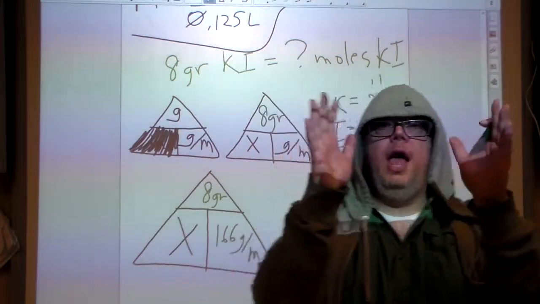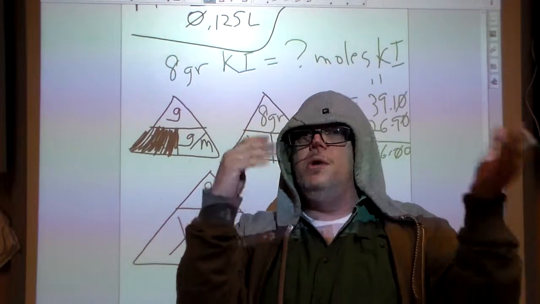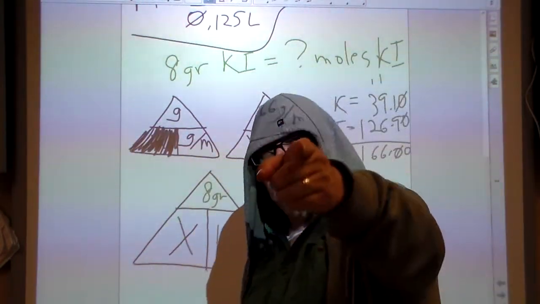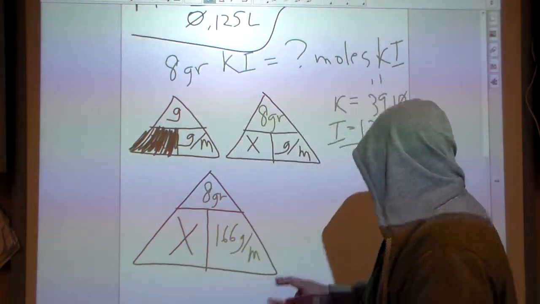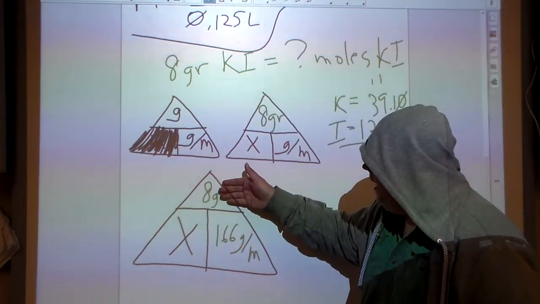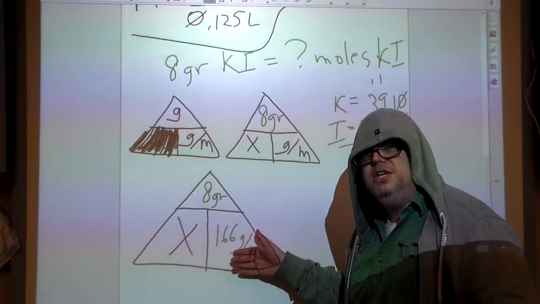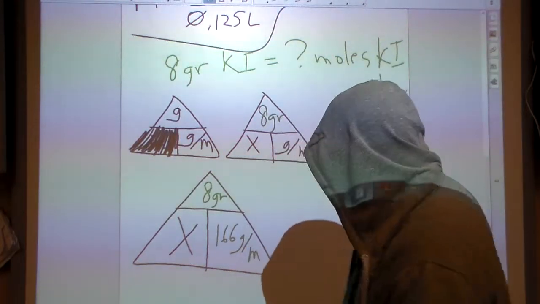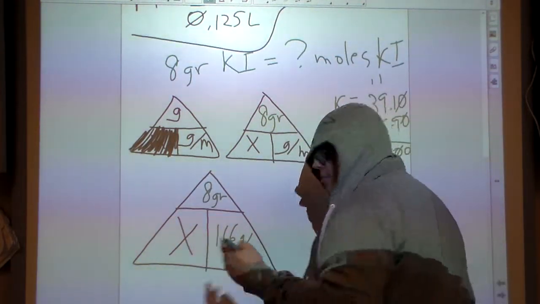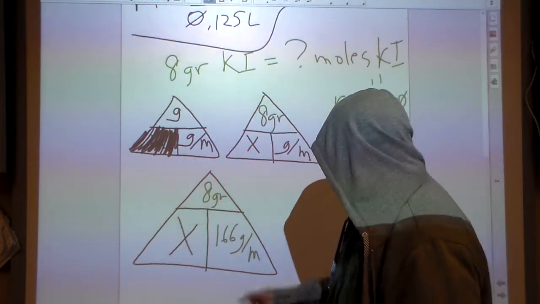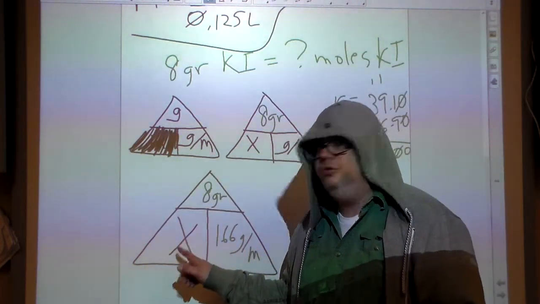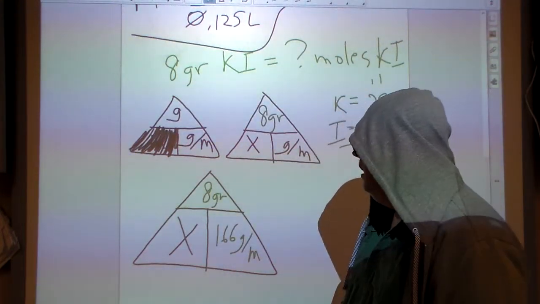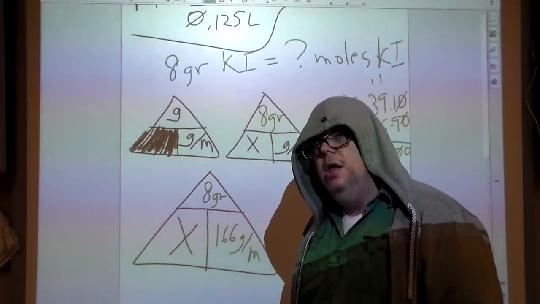Wait, what? Oh, okay, do I divide? If I divide, do I multiply? Help me out here. Chill, we got this. If you look, the 8 grams is on top of the 166 grams per mole. Guess what? We get to divide that. Because if it was across like this, then we would need to multiply. But that's not the case because we're trying to find the number of moles. That's our X. So here's our 8 grams over 166. So that means we're going to have to divide.